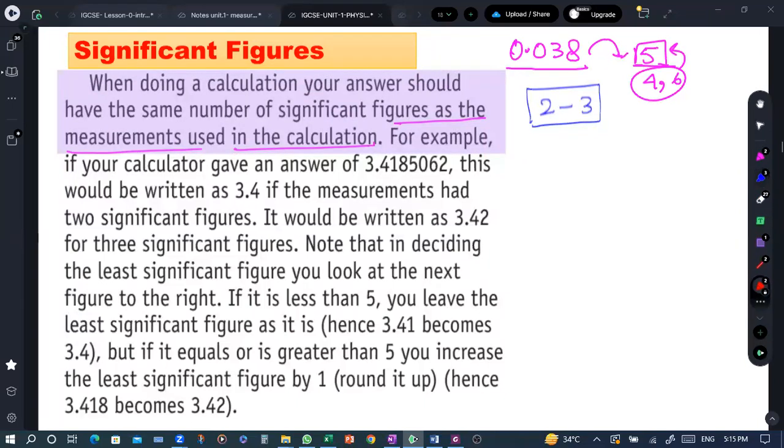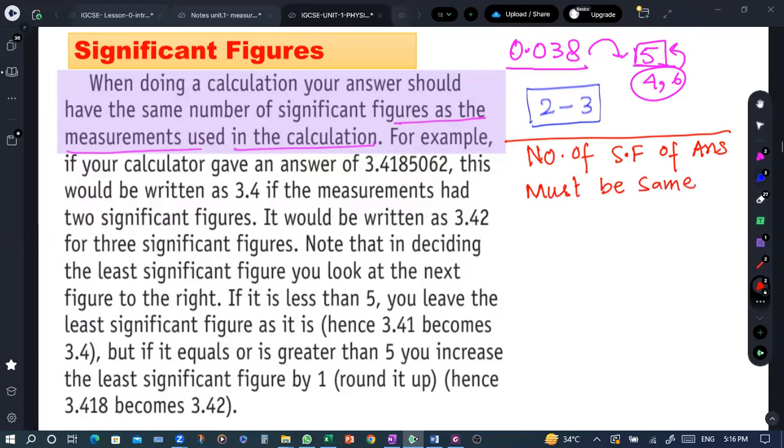But here the rule is, in your data, the number of significant figures of the answer must be the same as the least number of significant figures of the data. I will explain it to you, don't worry.